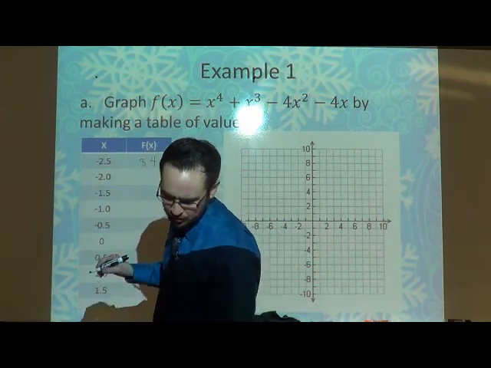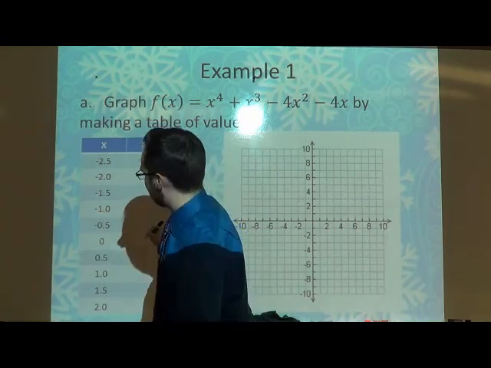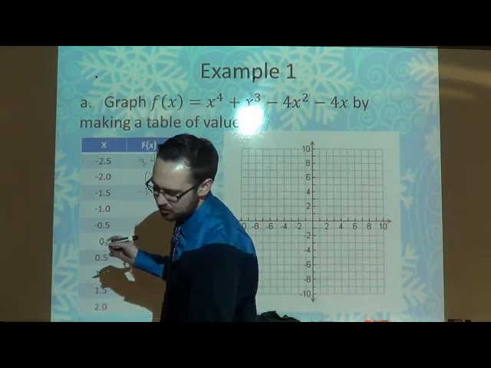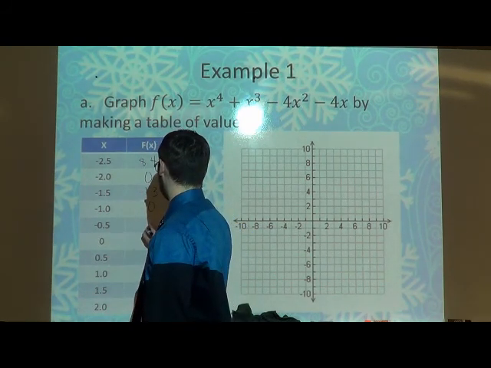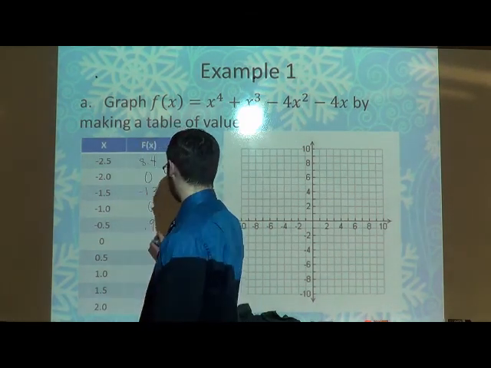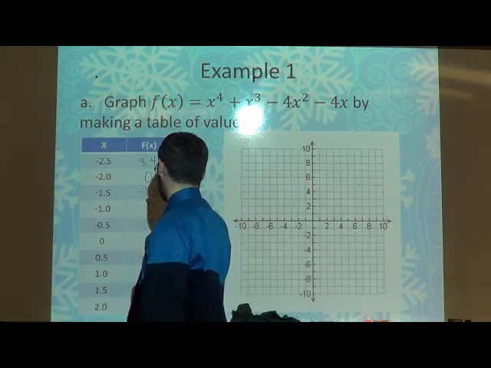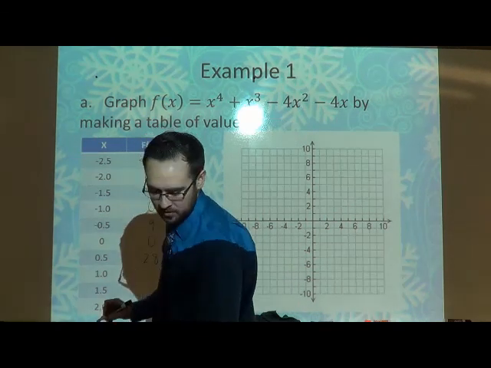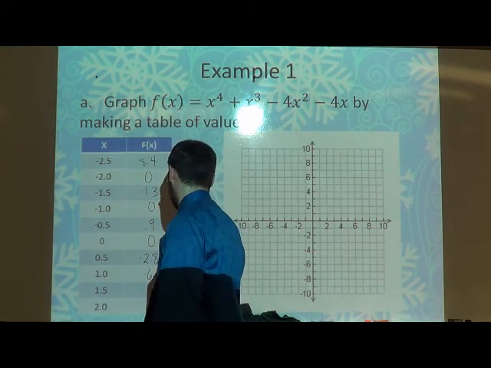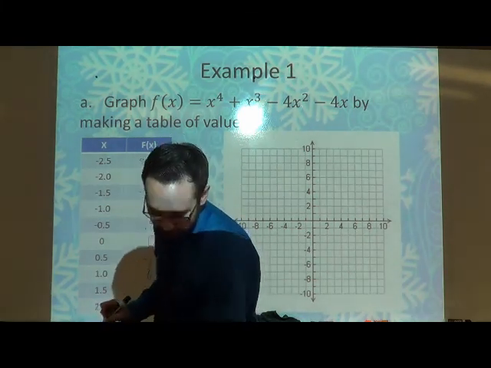The first one is 8.4, and then 0, and then negative 1.3, then it comes back up to 0, then we have 0.9, and then it goes back down to 0, and then negative 2.8, negative 6.0, negative 6.6, and then it goes back up to 0.